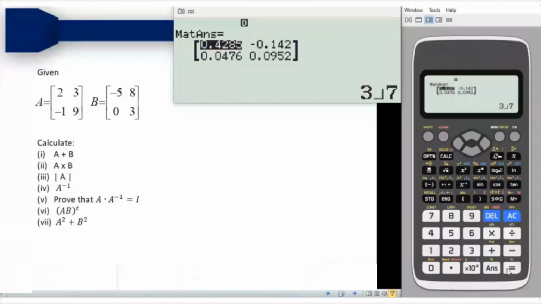When I move my cursor, I'll get to know which function is which value. So the first is 3 upon 7. Second is minus 1 upon 7. Third is 1 upon 21. And fourth value is 2 upon 21. So 3 upon 7, minus 1 upon 7, 1 upon 21, and 2 upon 21. I'll recap this for your understanding.